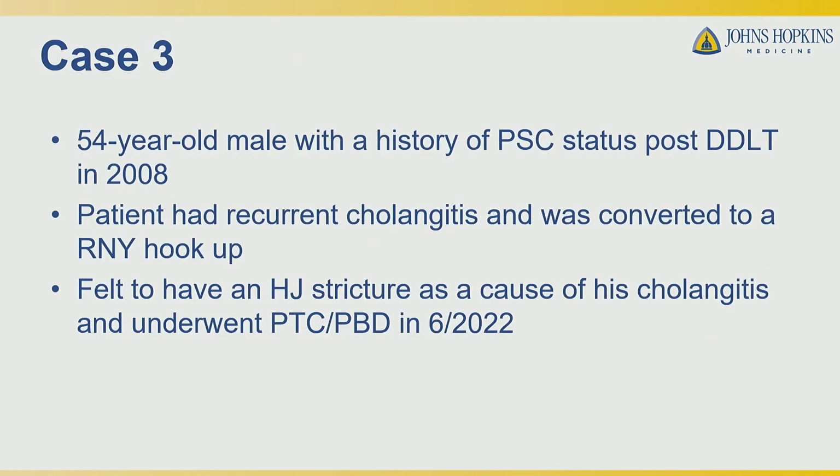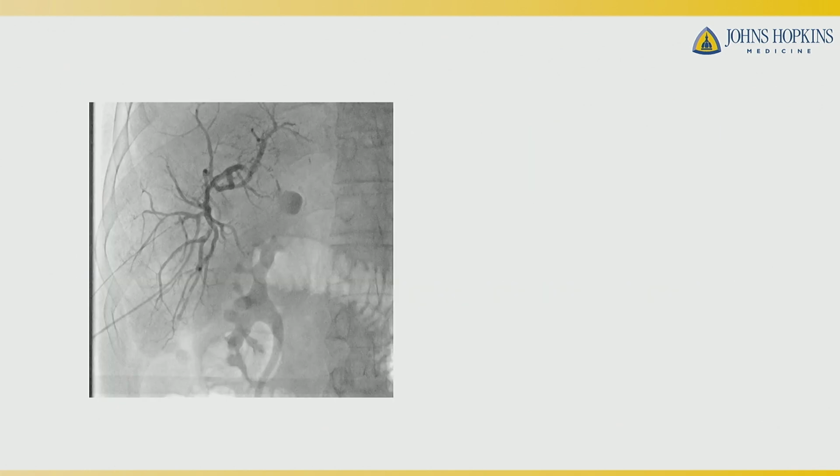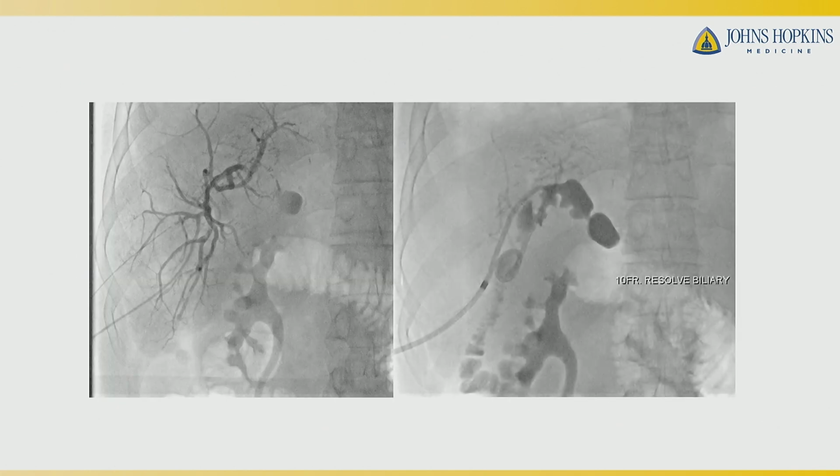Case number 3, we have a 54-year-old male, history of primary sclerosing cholangitis, status post-deceased donor liver transplant in 2008. He had recurrent cholangitis many years later, and the surgeons actually converted his anastomosis to a Roux-en-Y hookup. He then subsequently developed HJ stenosis, causing cholangitis. Couldn't get the HJ cannulated by ERCP, so he underwent PTC PBD with us in June of 22. Again, two-stick, placed a 10 French biliary tube through and through.